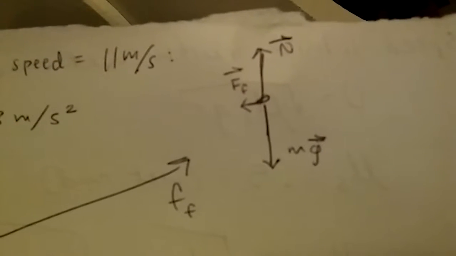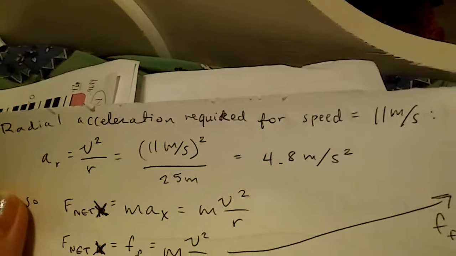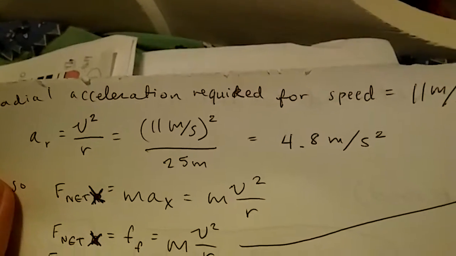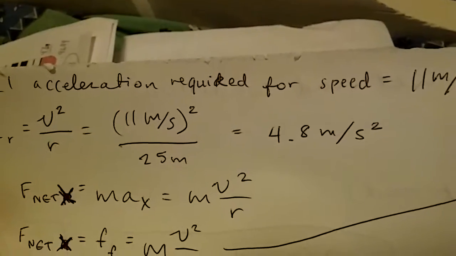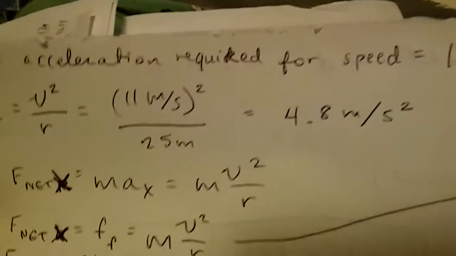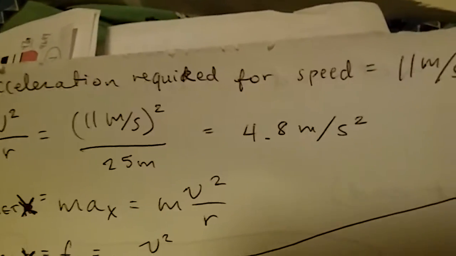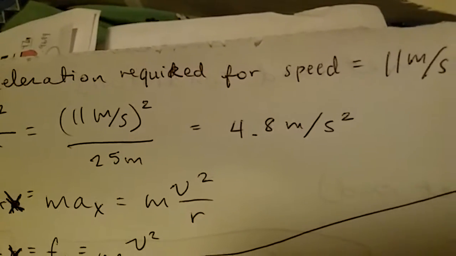So in my work here, first look at my free body diagram. We have the car, with the only force in the horizontal being the friction force, and then in the y direction we have the normal force and gravity. So first I'm going to find the radial acceleration for 11 meters per second. I take acceleration equals v squared over r. So I have my acceleration of (11 meters per second) squared over 25 meters. So I get 4.8 meters per second squared.